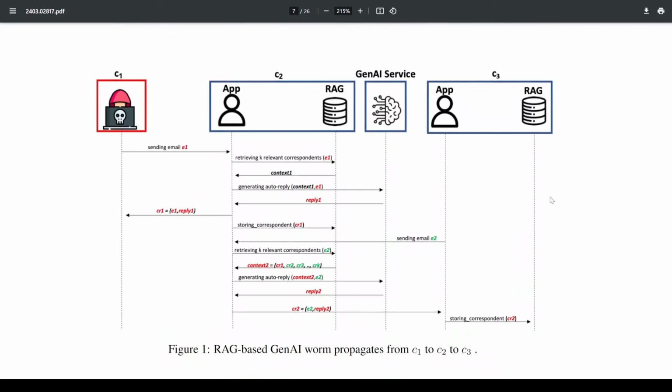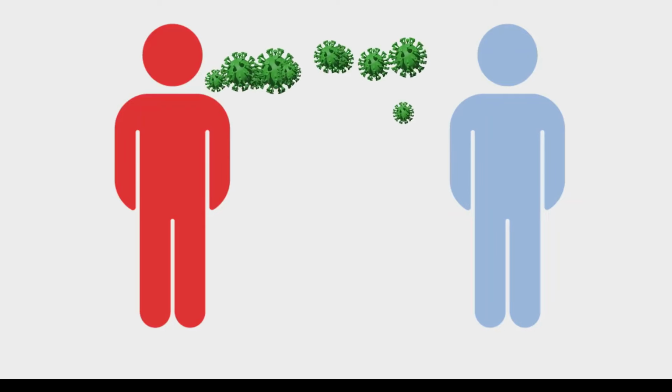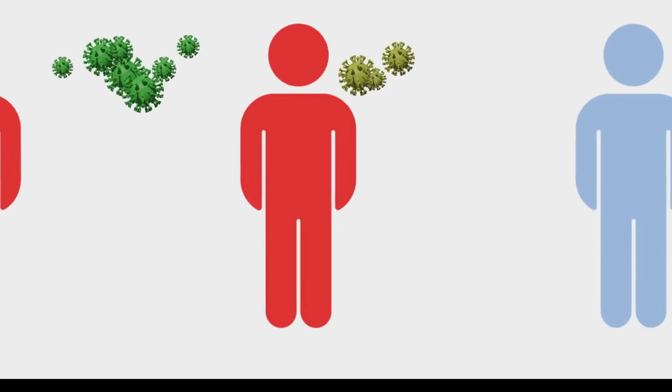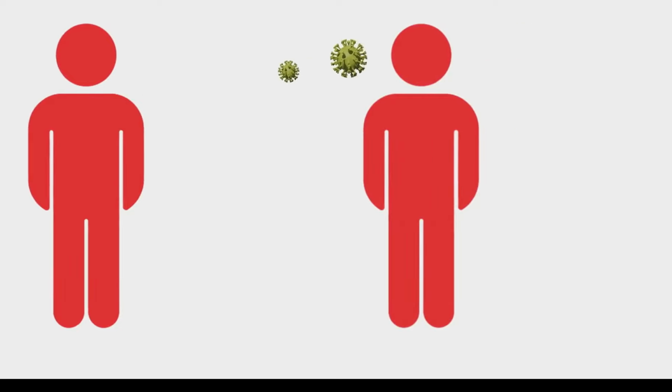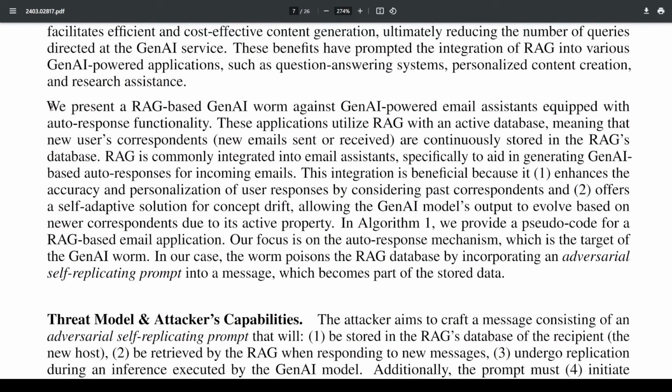There's, of course, a wide spectrum of malicious activities. And then this worm can also propagate. So that means not only does it infect one system, it can also infect the next system. And also if the user sends out the email to someone else, and that next person is also using an AI service, they would also be affected as well. So let's see how this works. Here they say, we present a RAG-based Gen AI worm against Gen AI-powered email assistants equipped with auto-response functionality. These applications use RAG with an active database, meaning that new users' correspondence, new emails sent or received, are continuously stored in the RAG's database.